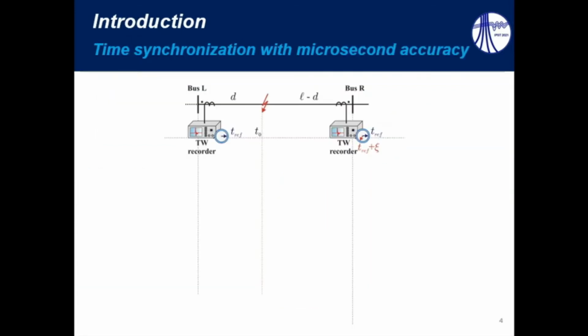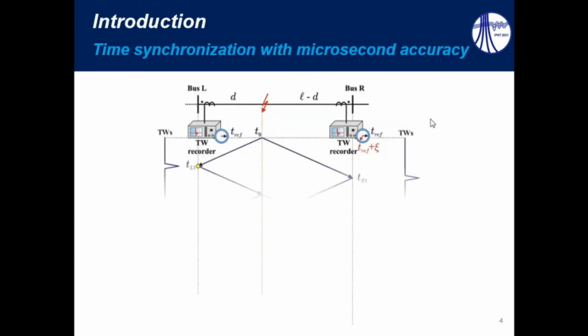Thus, in order to obtain time synchronization with microsecond accuracy, in this paper we analyzed traveling waves. Basically, we consider a given bus L as reference, and at the opposite line side we consider the existence of a bus R, which represents the remote bus, the unsynchronized bus in which there is a synchronization error ξ.